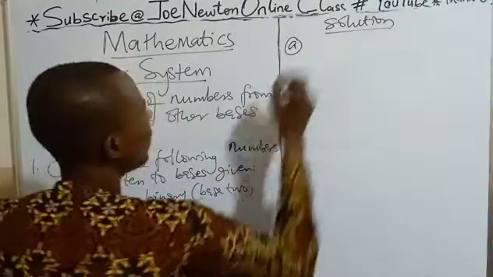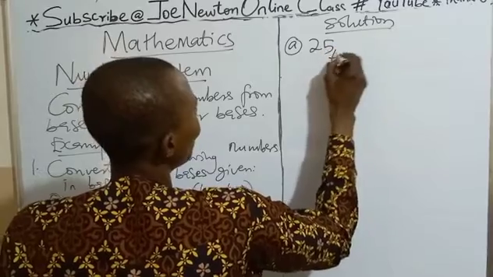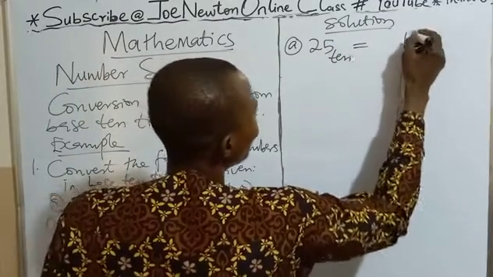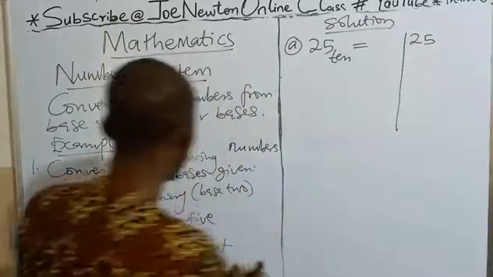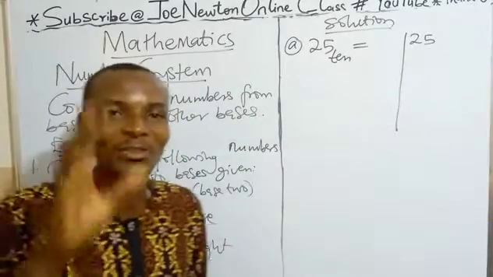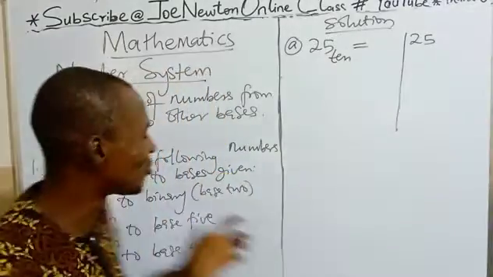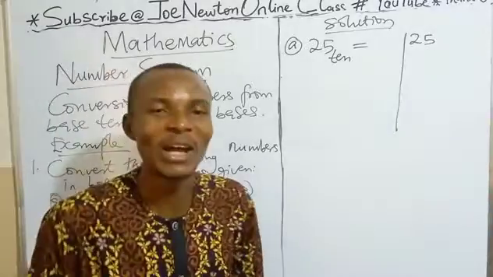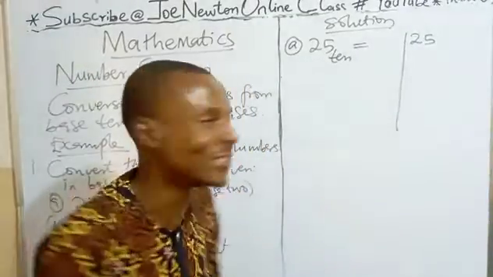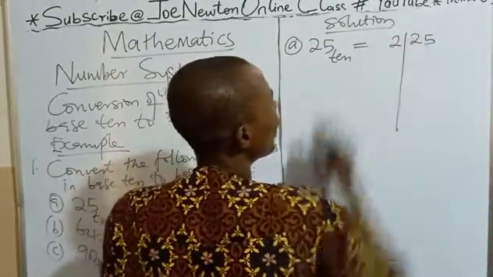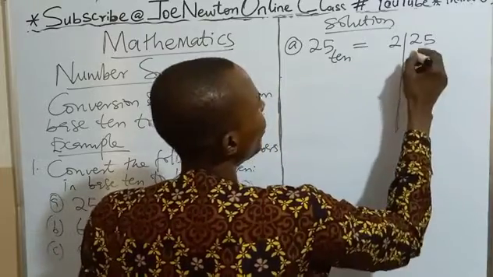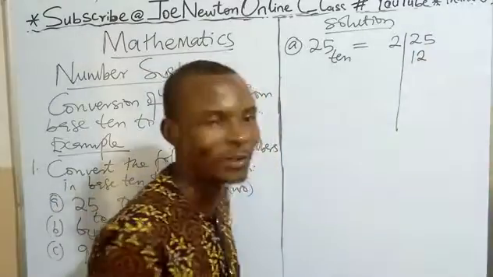A, we have 25 base 10. We are asked to convert this 25 to base 2. So we use 2 to divide, not any number you like. We use that 2 to divide 25 through. As we are dividing, we are keeping the remainder. Even if the remainder is 0, you write 0. So we have 2 here. 2 into 25 will give us 12, which is 24.